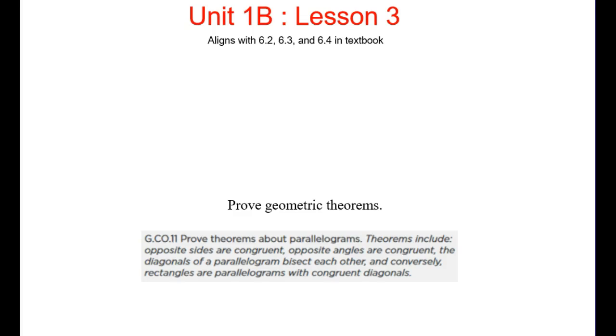Unit 1B, Lesson 3. This lesson aligns with 6.2, 6.3, and 6.4 in your textbook. The standard: we are going to focus on proof theorems about parallelograms. Theorems include opposite sides are congruent, opposite angles are congruent, the diagonals of a parallelogram bisect each other, and conversely, rectangles are parallelograms with congruent diagonals.